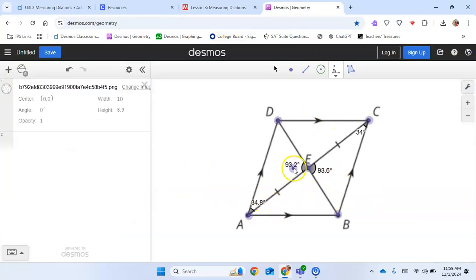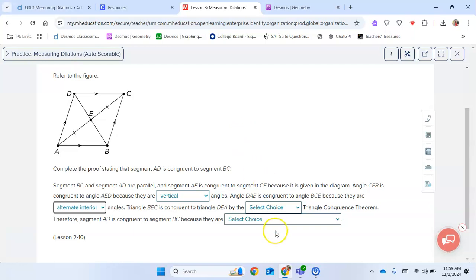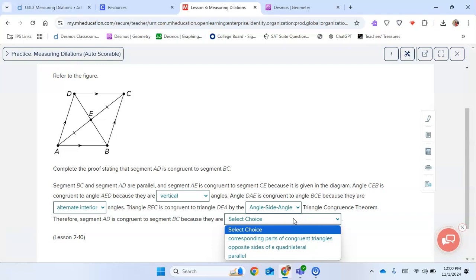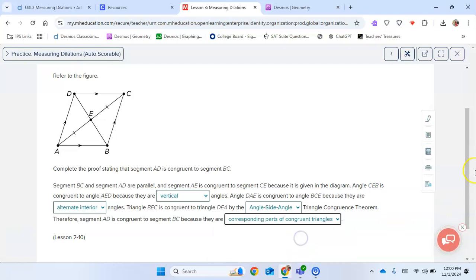So that is going to be angle side angle, angle side angle. By the angle side angle triangle congruence theorem, therefore AD is congruent to segment BC because they are corresponding parts of congruent triangles. Corresponding parts of congruent triangles.